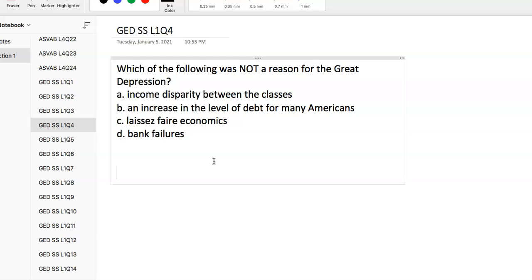All right, question 4. Which of the following was not a reason for the Great Depression? So what that means obviously is that 3 of these things are a reason. So with answer choice D, which is our answer.